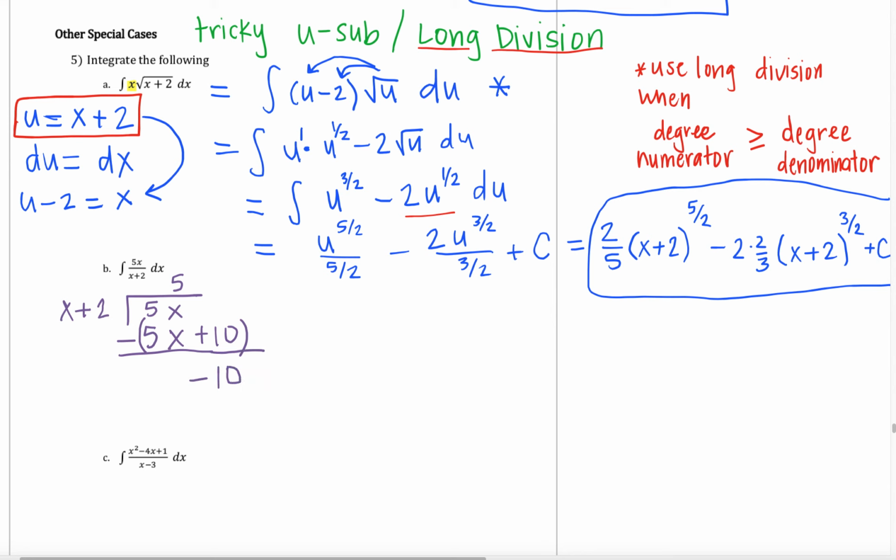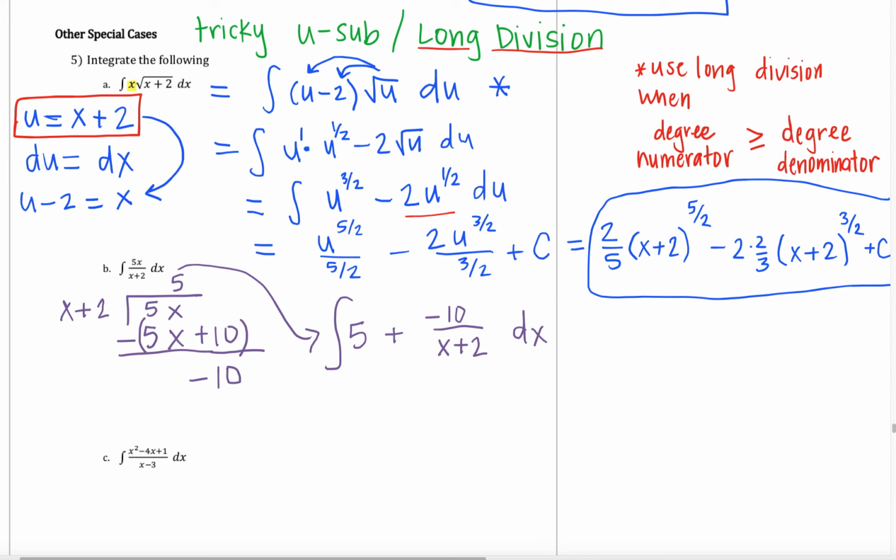From here, that negative 10 is my remainder. And in all of these problems, we are going to end up having a remainder. What this is allowing me to do is rewrite that original 5x over x plus 2 as 5 plus negative 10 over our original denominator of x plus 2. And all of that is still inside that integrand. So in long division, I'm not changing what I'm integrating, I'm just rewriting it using long division. So I rewrote 5x over x plus 2 as our 5 plus our remainder over that divisor there.